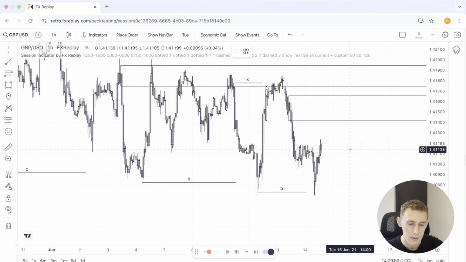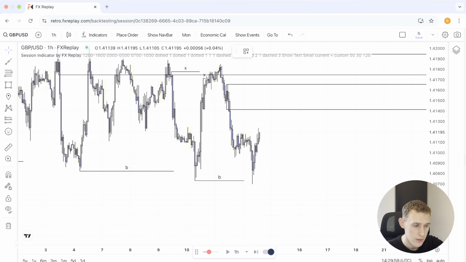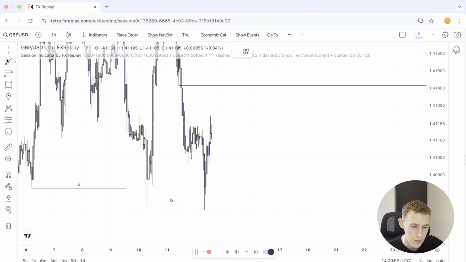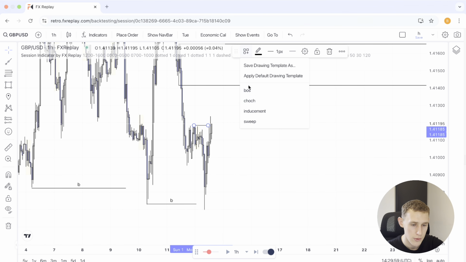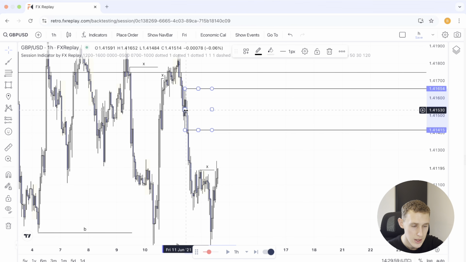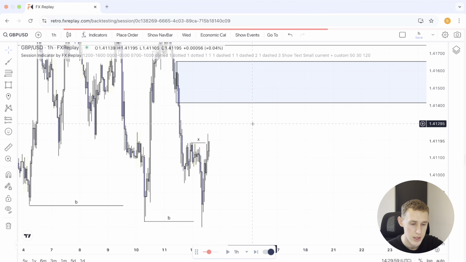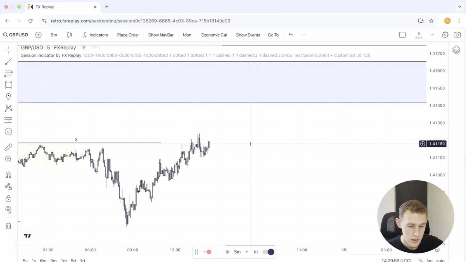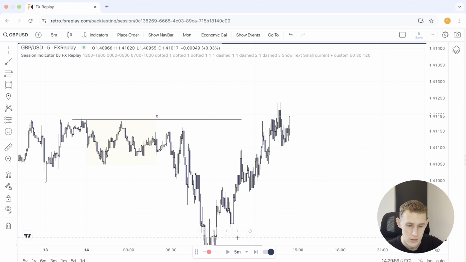Actually, this would also be a valid point of interest for me. So we've come up, grabbed these highs and the Asia high as well. So if we could see a reaction from this level, this would also be a valid selling opportunity. Nothing just yet though.